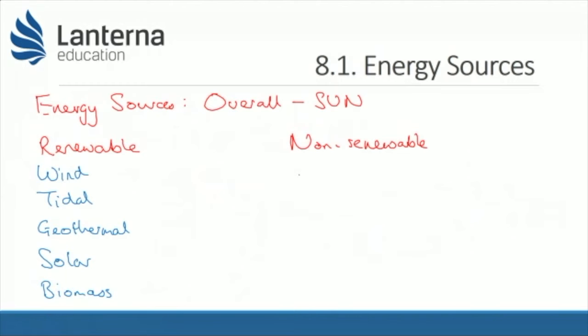And then the non-renewables are coal, oil, gas, and importantly, nuclear. Lots of people think nuclear should be renewable because we don't actually use a huge mass in our reactor. The other thing is, new uranium isn't being produced. So by that definition, it's non-renewable. Okay.